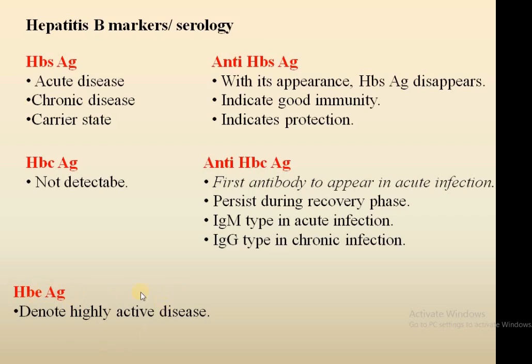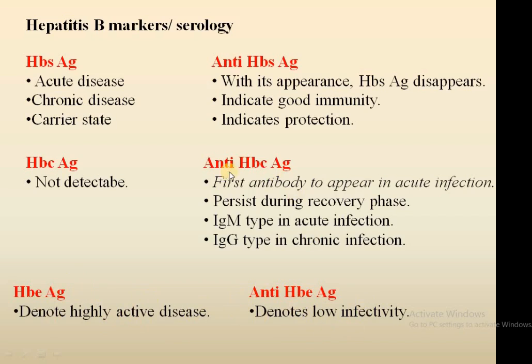HBeAg, remember this, it denotes highly active disease. If HBeAg is present, the disease is in a very active state, highly infective. And antibody to HBeAg denotes low infectivity. So whenever the antibody develops against this antigen, it denotes low infectivity. So the presence of this antigen denotes highly infective active disease, and antibody against this denotes low infectivity.